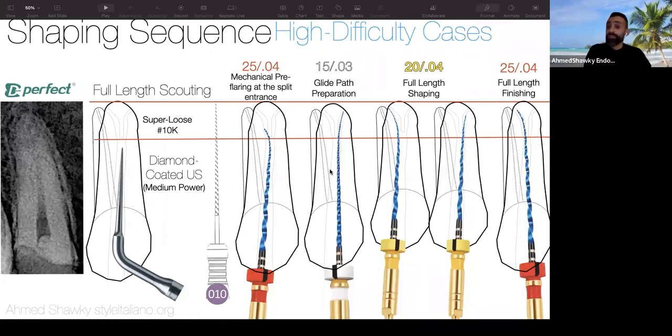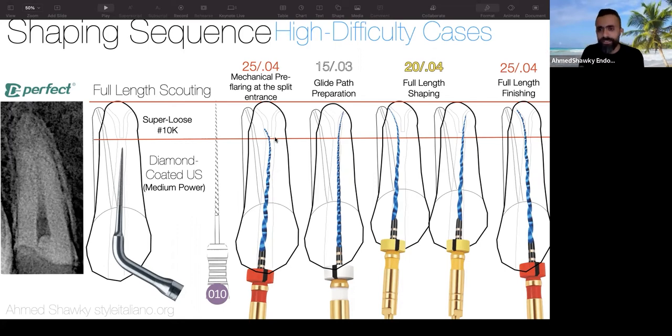Then we start the sequence. We need to pre-flare, but the orifices are not on the top. The orifices of the split are in the apical part. So I need to pre-flare not with the intro file, not with the orifice opener, because it's already 19 total length. So I need to take the 25-04, because the tooth is very thin, and pre-bend it and insert it into the split, and then I activate the motor. So I do a pre-flaring on a deeper level in the split using 25-04.